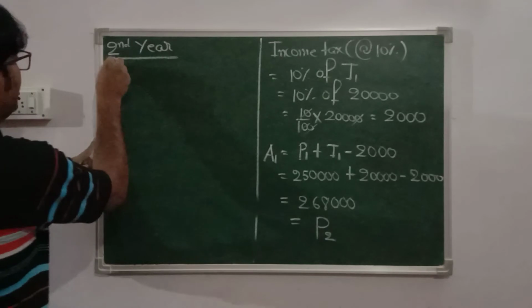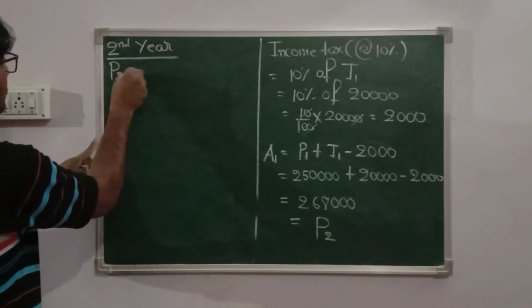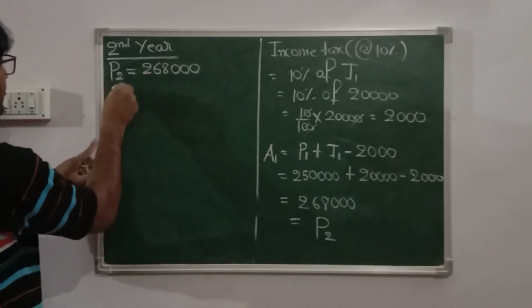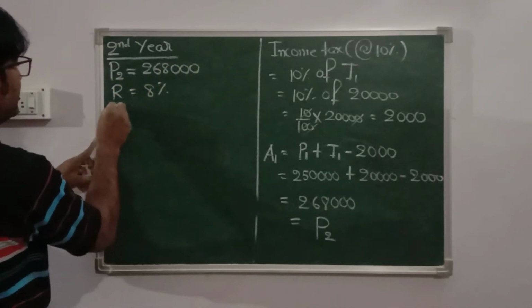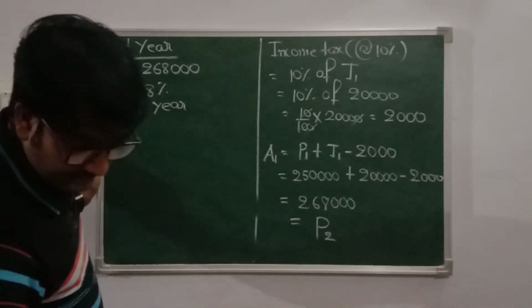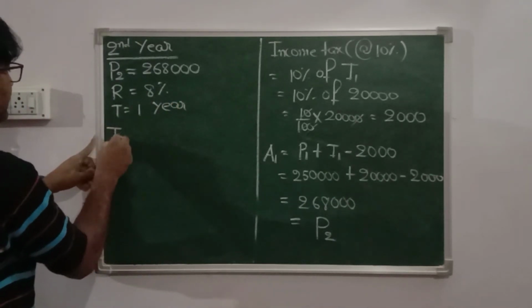The second year we have P2. P2 will be equal to 268,000. Rate again 8%. Time equals 1 year. Rate is 8%. That is. Now what is your interest?